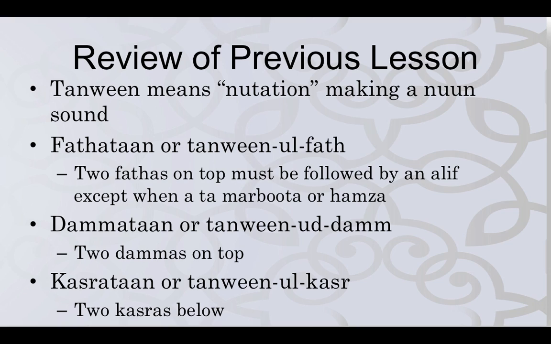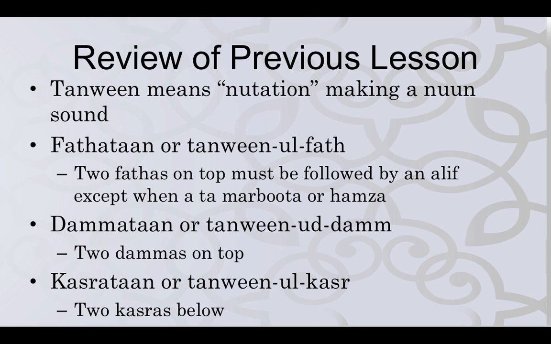So, for example, the first tanween that we learned was the tanween al-fath or fathatan, which was 2 fathas on top. But typically on most tanween al-fath, whenever a letter has 2 fathas on top of it, it must be followed by an alif, except when that letter is either a ta marbuta or a hamza. If that's the case, then the letter does not have to be followed by an alif. But otherwise, all other letters, when they have tanween al-fath or fathatan on them, must be followed by an alif. And whenever you added tanween al-fath, the sound became an.